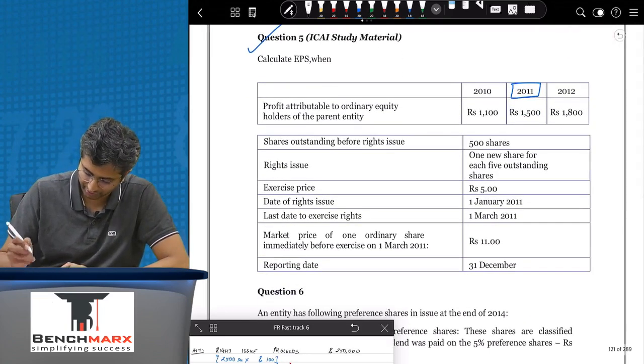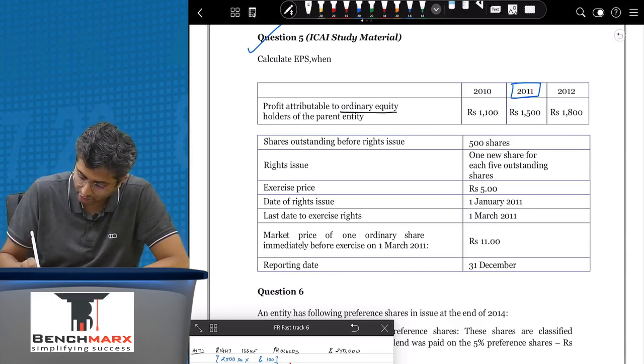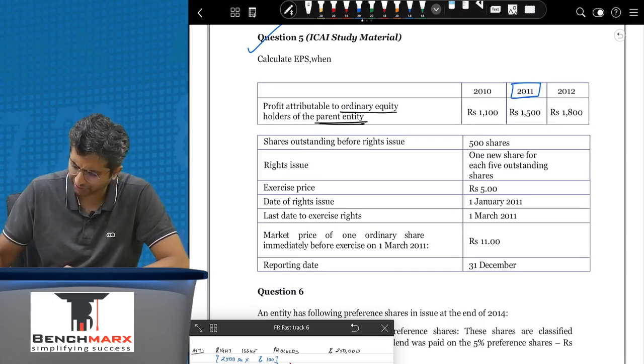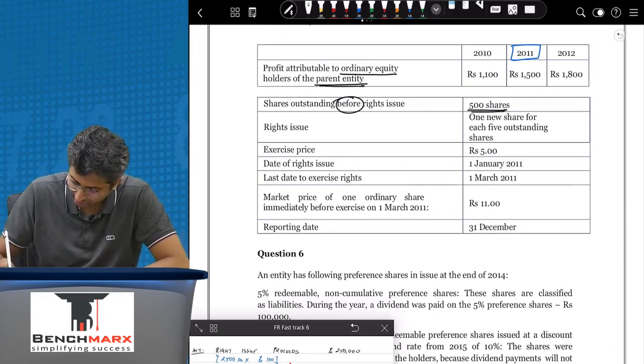Let us see question number 5. Calculate EPS when the profit attributable to ordinary shareholders of the parent entity is given to you as 1100, 1500, 1800. The shares outstanding before the rights issue is 500 shares.